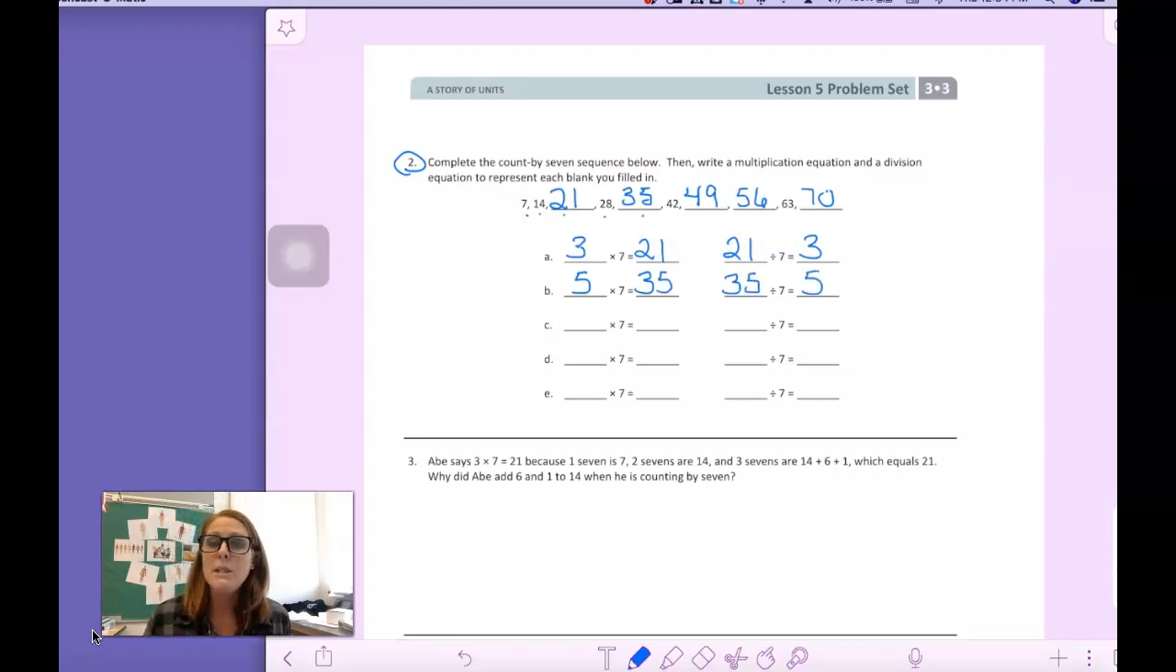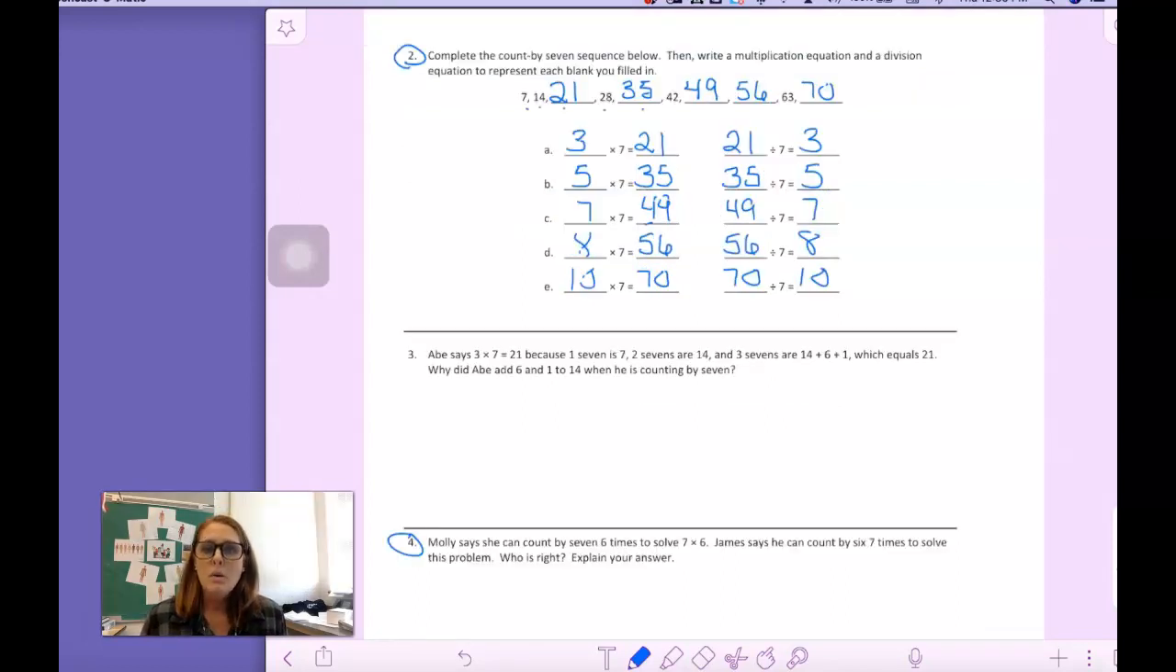And I want you to say it out loud just as I am, boys and girls, because that's going to help you memorize these facts. So go ahead and finish up letters C, D, and E, and come on back to check your work. Welcome back, boys and girls. Hopefully you can see we filled in letters C, D, and E with 7, 8, and 10. And we wrote the corresponding multiplication and division facts. Make sure that your work looks like my work.